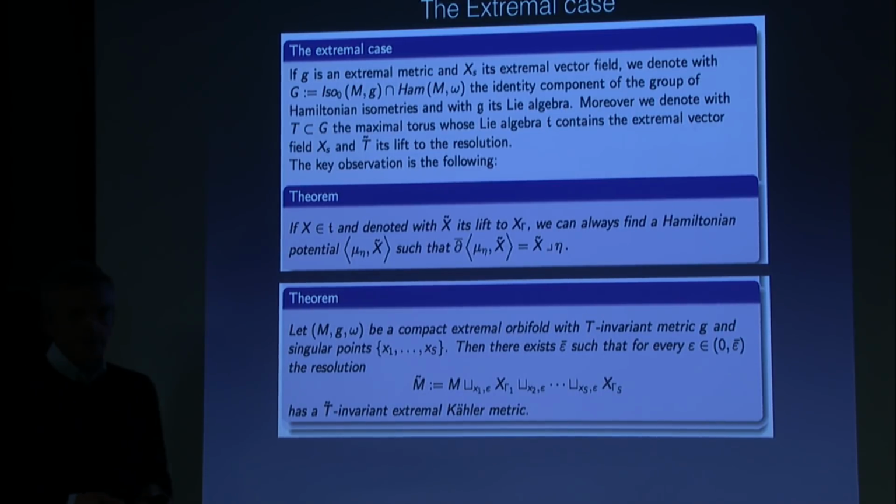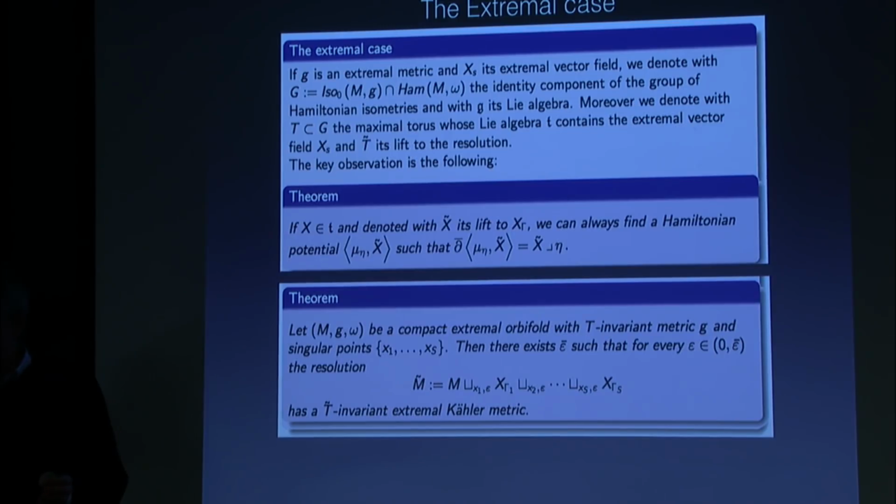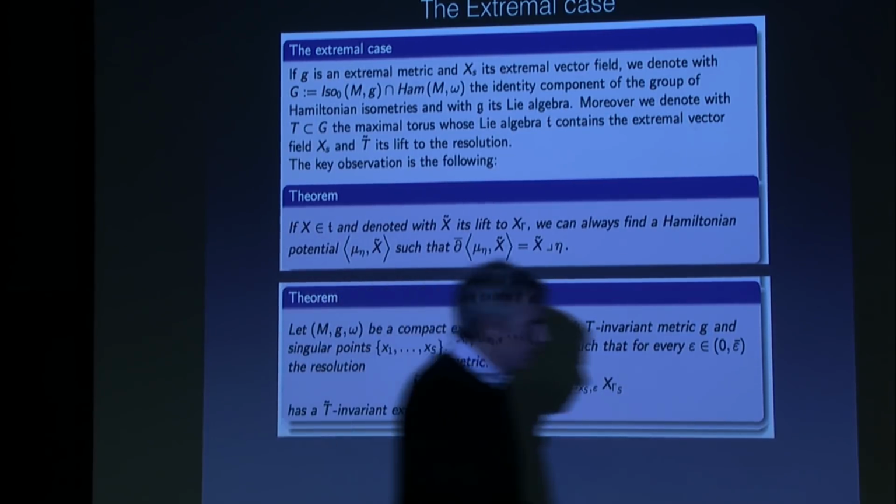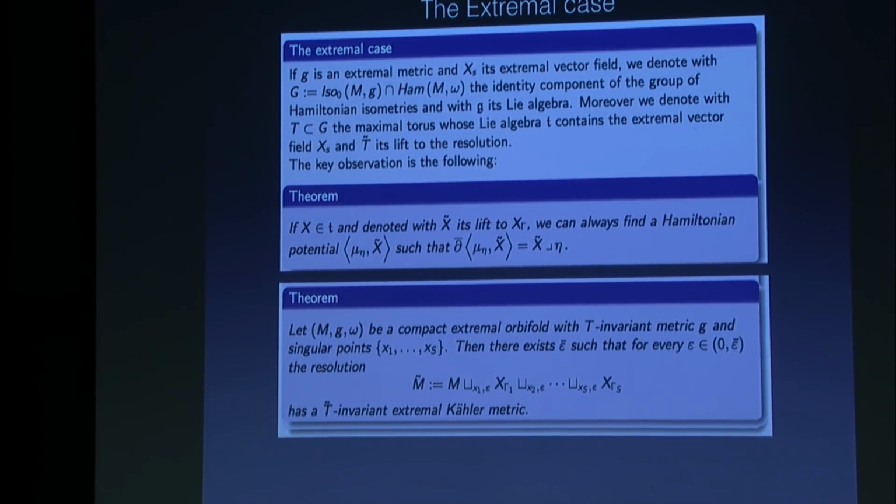So strange enough, the extremal equation, which looks much more complicated than the constant scalar curvature equation, I just remind you, the extremal equation is that del sharp of the scalar curvature is a holomorphic vector field. Okay, so that looks, in fact, it is a higher order equation. In fact, maybe for purely analytical reasons you will see the equation soon.